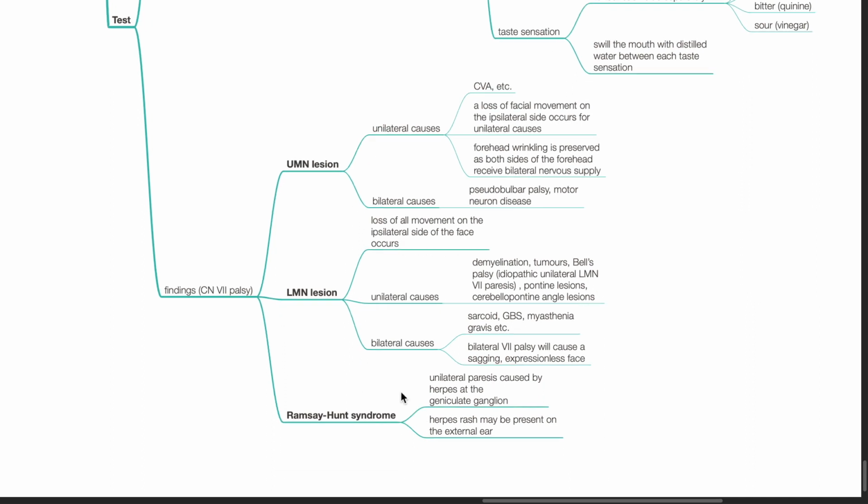Ramsay-Hunt syndrome. This refers to unilateral paresis caused by herpes at the geniculate ganglion. Herpes rash may be present on the external ear.